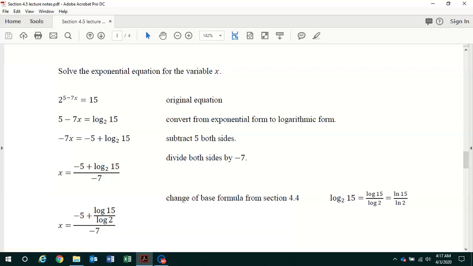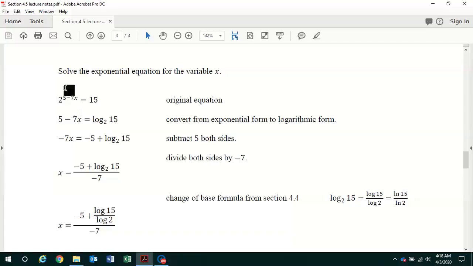All right, class, in this video we continue our discussion of section 4.5 on solving exponential and logarithmic equations in your textbook. So in this video we're starting at the top of page 3 of your lecture handout. So we're going to solve another type of exponential equation for the variable x. In this example we have 2 raised to the 5 minus 7x power is equal to 15. So we have to find the value of x to put in the exponent so that 2 to this value is equal to 15.